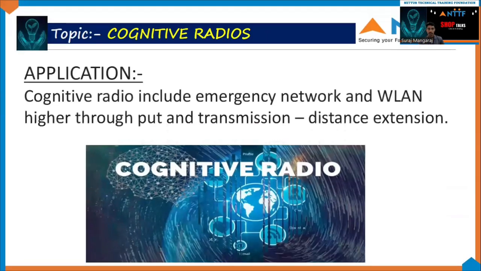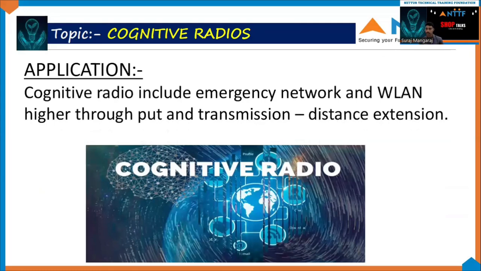Now, applications of cognitive radios. Cognitive radios include emergency networks and WLAN, higher throughput, and transmission distance extension.